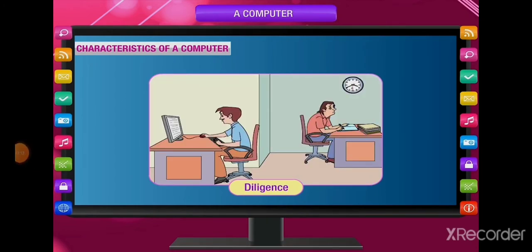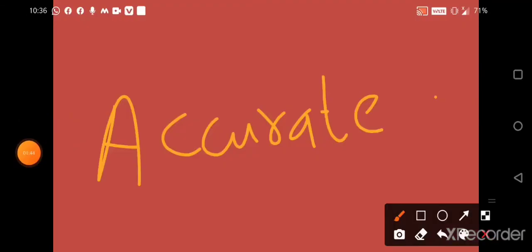The next is diligence. Well, a computer never gets tired. Kids, if I tell you to write a page 10 times, the same page, you will get tired, isn't it? Yes, but if I tell the computer to do the same, it will never get tired of the same work. It can keep working for long hours and can do the same work again and again. Well, one more characteristic of computer is that it is accurate. A computer always gives correct results.